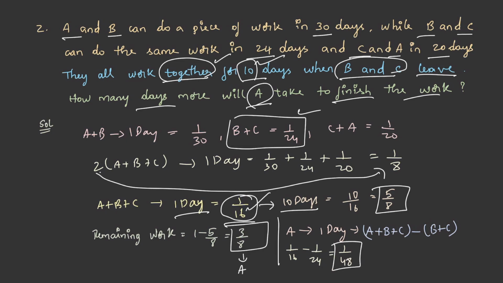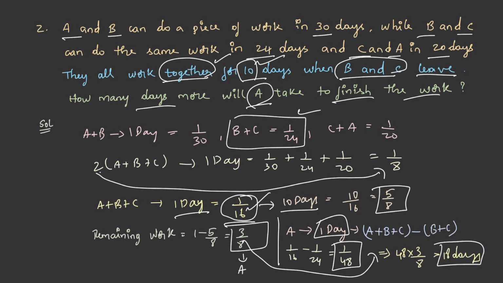This is work done by A in 1 day. Then 3 by 8 of work will be done in 48 into 3 by 8, that is 18 days. This is the answer. Category 3 in time and work is done.